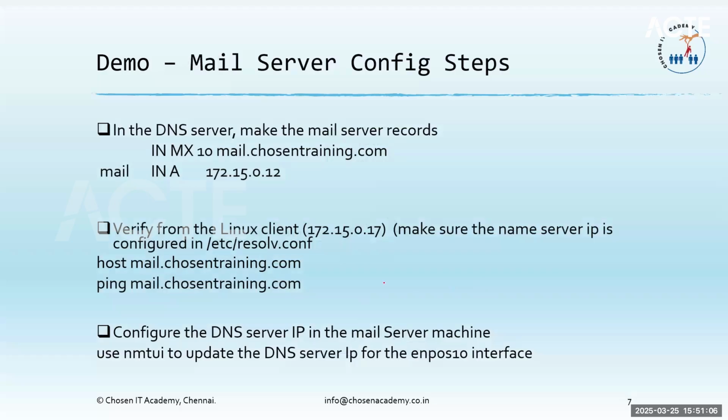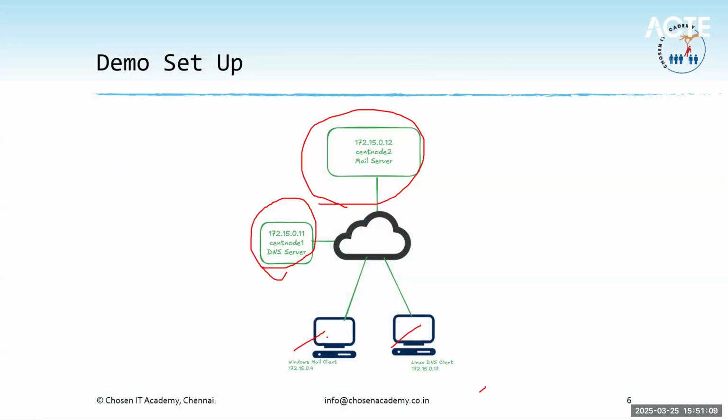Okay, so how it will work is, in Windows, when I try to send out a mail, first it will try to reach out to the DNS server. First, it will try to reach out to the DNS server and get the IP address of the mail server, which is present in the DNS server. So this guy is going to reach out to the DNS server and retrieve the mail server's IP.